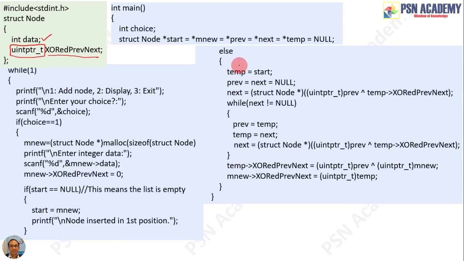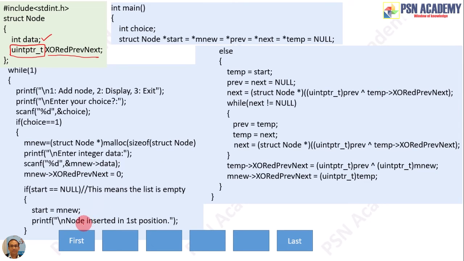Now, this is the else part, that means start is not null. Then what should you do? You set temp to start so that temp will be pointing to the first node, and you set prev and next both to null. You have already set prev and next to null, but still I am giving this statement here because this is the while loop, and it will return over here to ask you whether you'd like to add a new node, or you want to display, or you want to exit from the program. So in that case, this prev and next must be null initially, right?